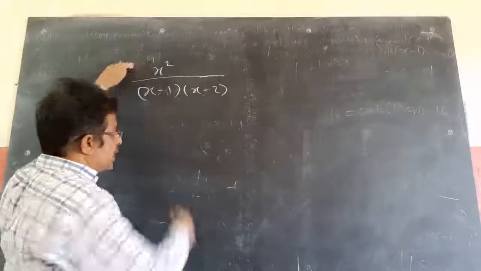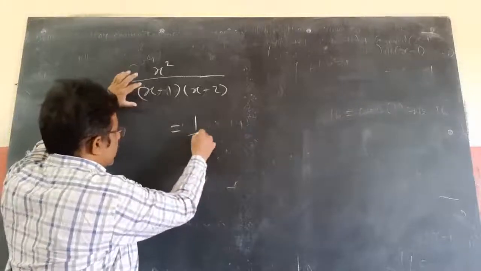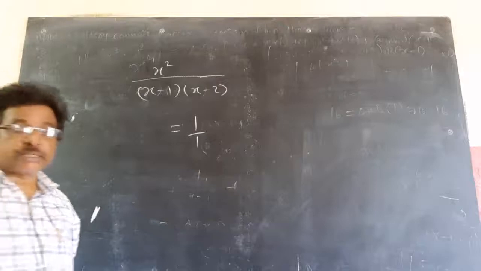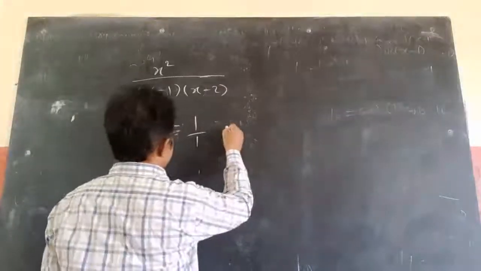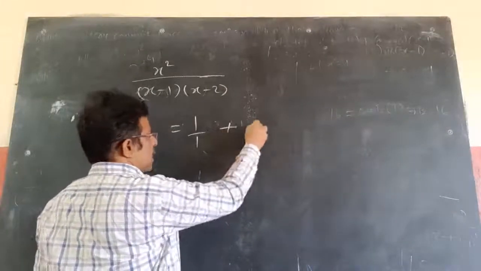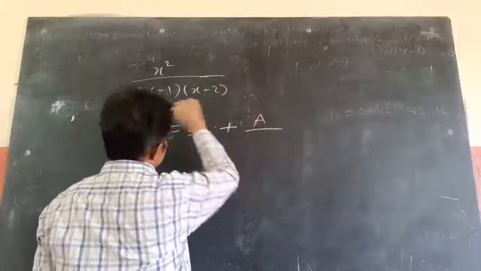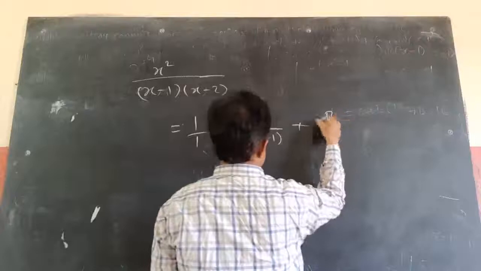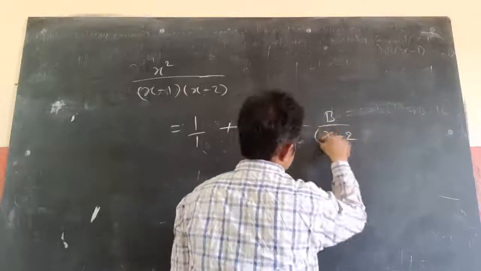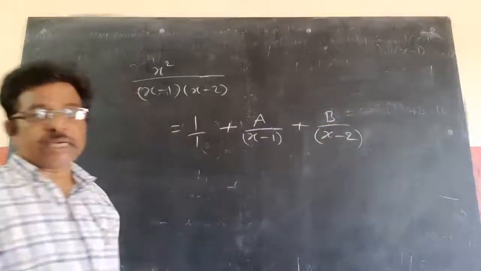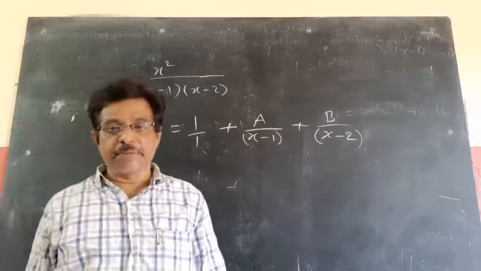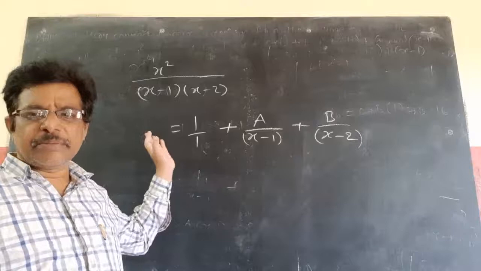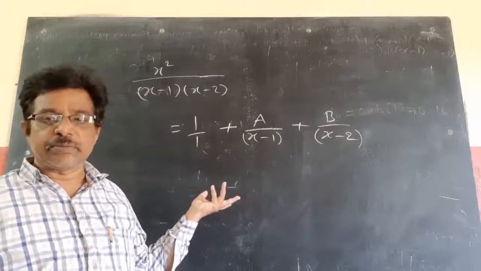The x square coefficient here is 1, here also 1. So 1 by 1. Take the ratio of the highest power coefficients in numerator and denominator, plus A by the first factor, whatever it may be, plus B by the second factor. This is another simple method. Instead of ordinary division, if it is of the same degree, there is no need for ordinary division. If you divide it, the quotient is 1 only. Simple logic, nothing more.